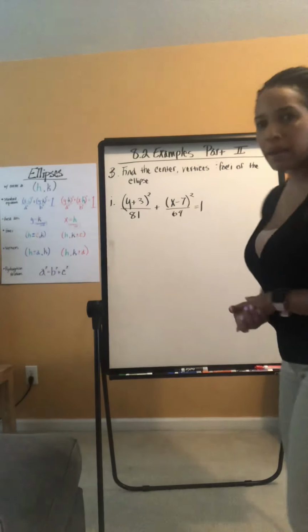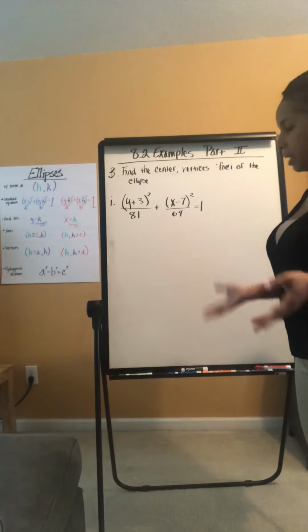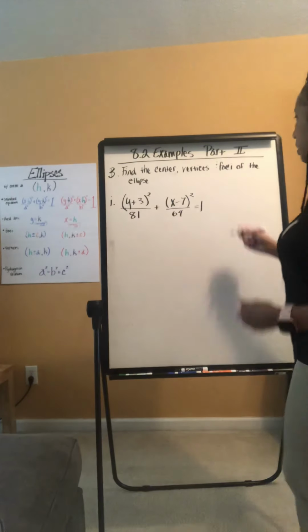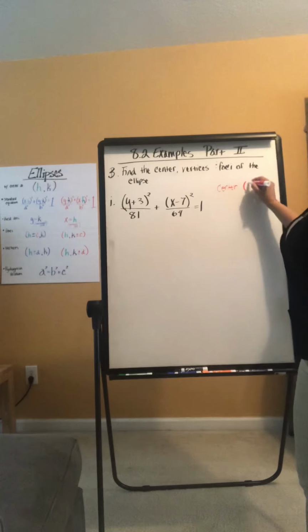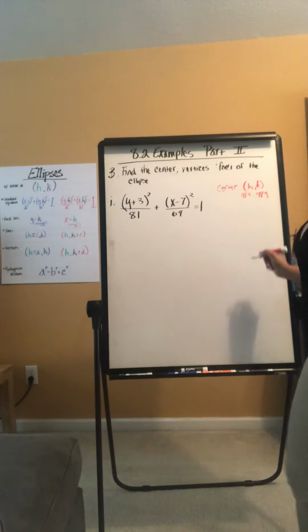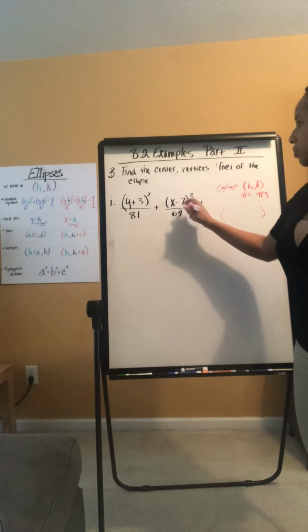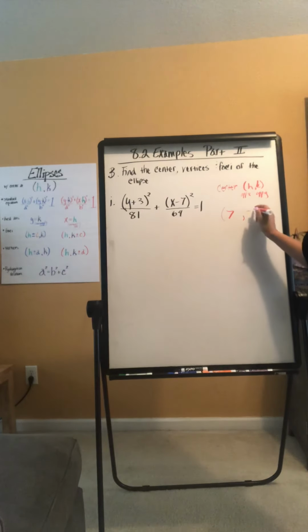All right, example B. Find the center, vertices, and foci of the ellipse. Okay, the center is easy. The center is always my H and my K. And my H is my opposite X, my K is my opposite Y. So my center, opposite X would be a 7, and then opposite Y would be a -3.